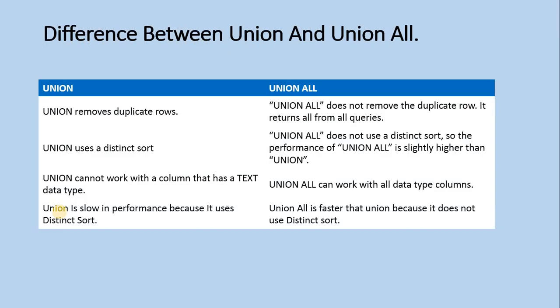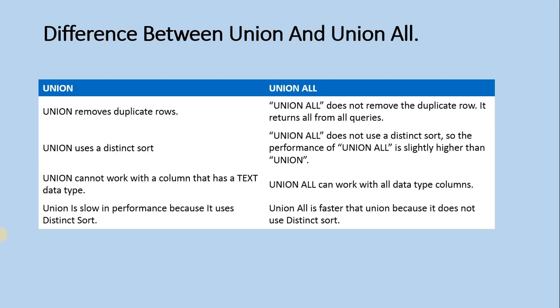So let's see what is the difference between UNION and UNION ALL. UNION removes duplicate rows. UNION ALL does not remove the duplicate rows. It returns all rows from all queries or all tables when you apply the select queries. UNION uses a distinct sort, and UNION ALL does not use distinct sort, so the performance of UNION ALL is slightly higher than UNION.